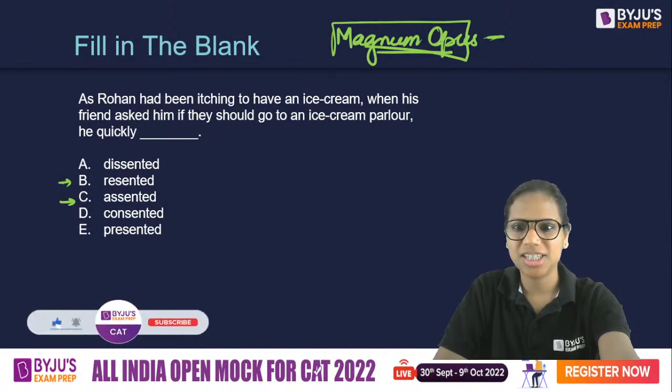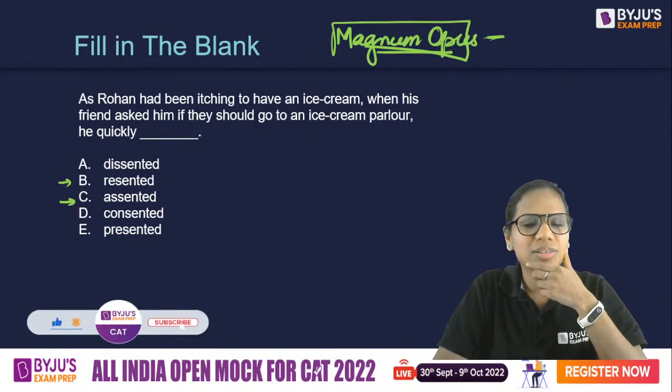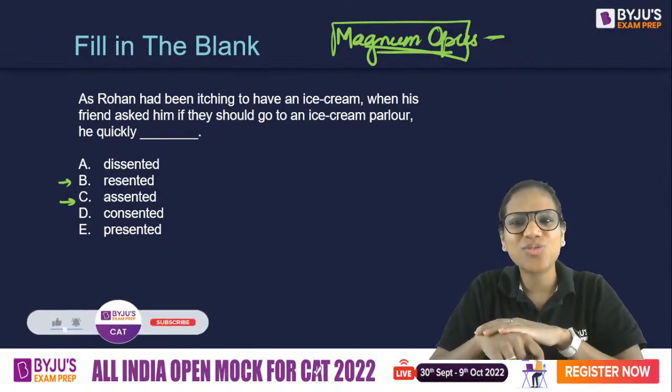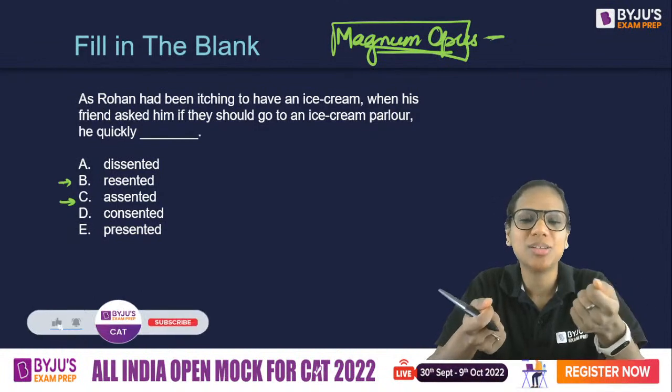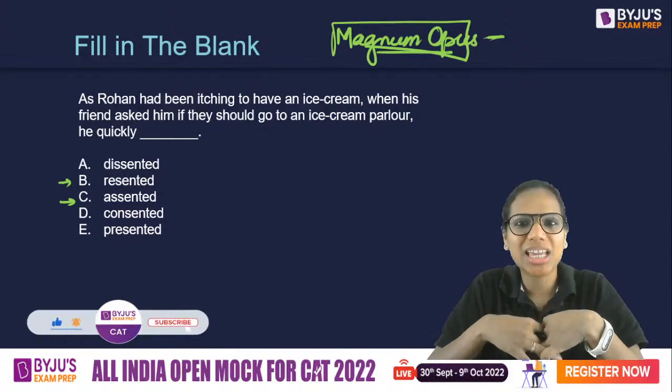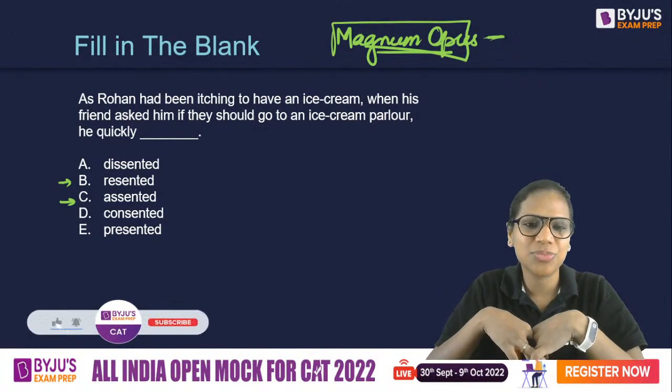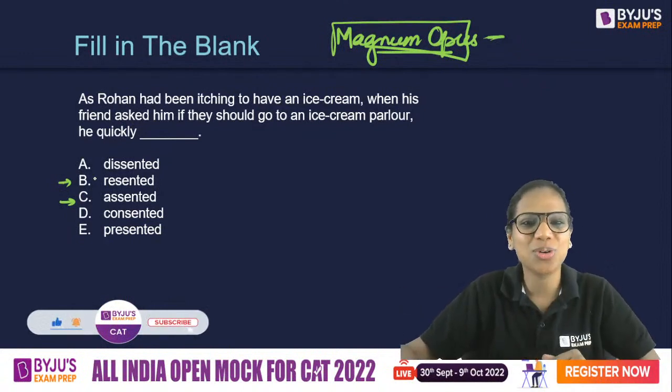B, alright. Resented. Why would Rohan resent it? His friend is taking him also to have an ice cream, and Rohan had been itching to have an ice cream. He was very eager to have an ice cream. He wanted to have an ice cream. So resent क्यों करने लग जाएगा वो friend को?